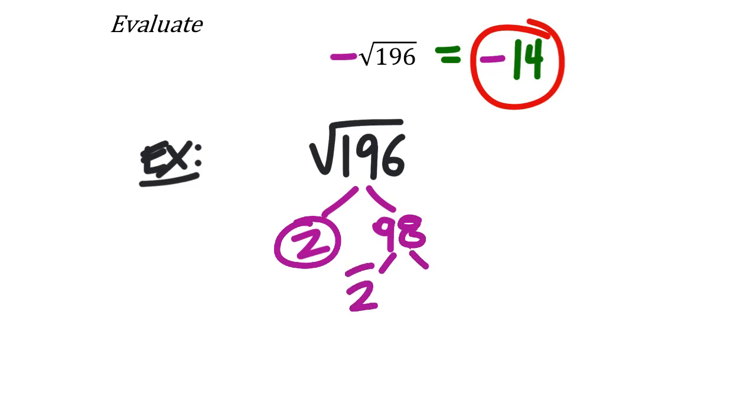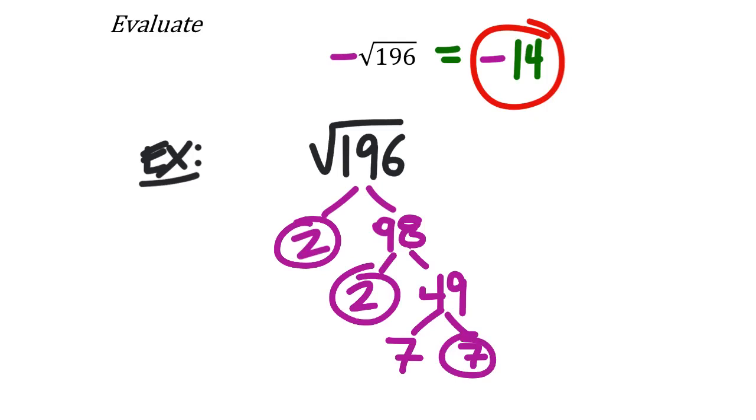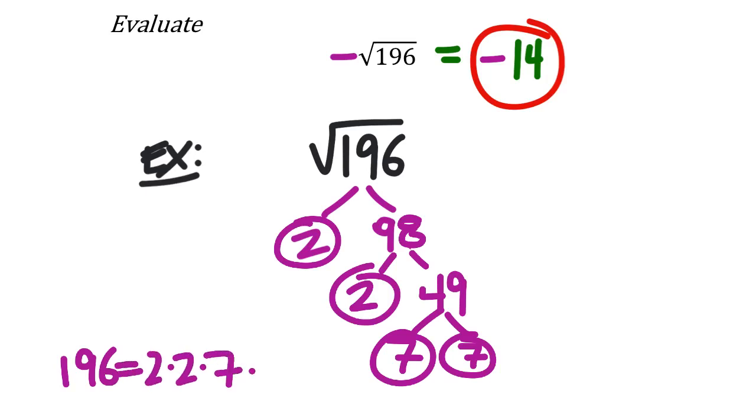98 is divisible by 2. Well, 2 times what? 2 times 49. Well, 49, it's not divisible by 2. It's not divisible by 3 or 5. So the next one I would think about is 7. 49 is divisible by 7. It's 7 times 7. So the prime factorization of 196 is 2 times 2 times 7 times 7.